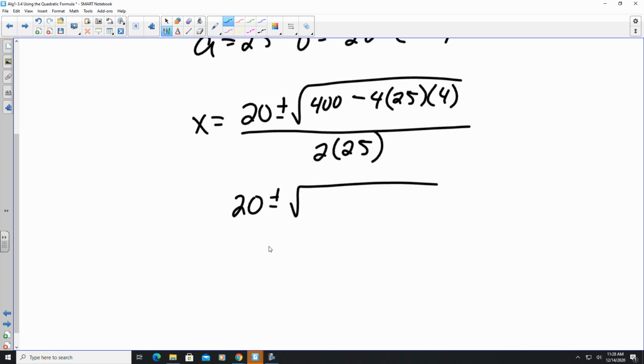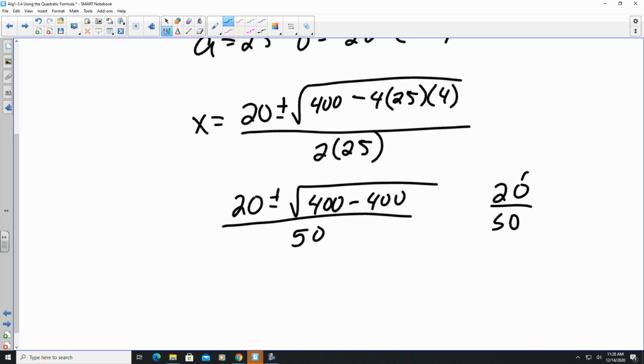Now I'm going to take negative 4 times 25 times 4, and I get negative 400. So this is going to be 400 minus 400, and it's all divided by, and I'll do 50 here. That gets me 0. So now this is going to be 20 over 50. So 2/5 is my answer.